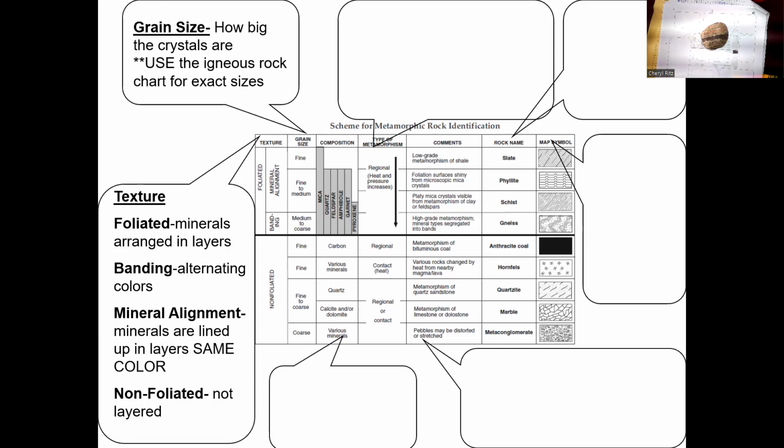I digress. Now, once again, we've got the column for composition. You guys know that composition is what the rock is made out of. So down at the bottom, I'm jumping all over the place. Some of them are super easy to tell what the rock is made out of. For example, anthracite coal, the only thing it's made out of is carbon. Hornfels, it's made out of various minerals. Quartzite, what do you know is made out of quartz? Marble is made out of calcite and or dolomite, metaconglomerate, various minerals. It gets a little weird at the top though.